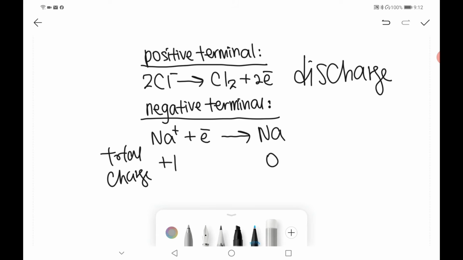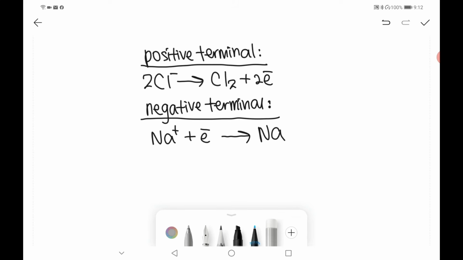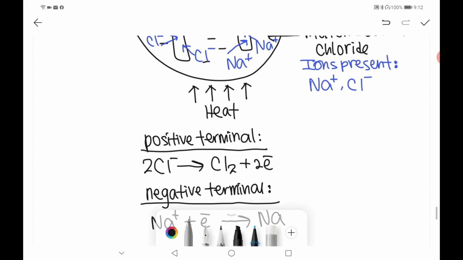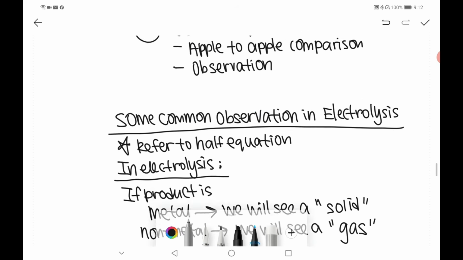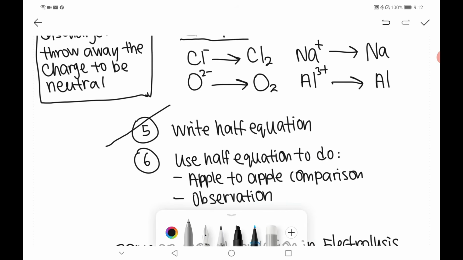I hope everyone understands how to get the half equation here. Because we have learned how to write half equations for many lessons already. I really hope everyone knows how to get the half equation. So by doing that, we have successfully got the half equation already.